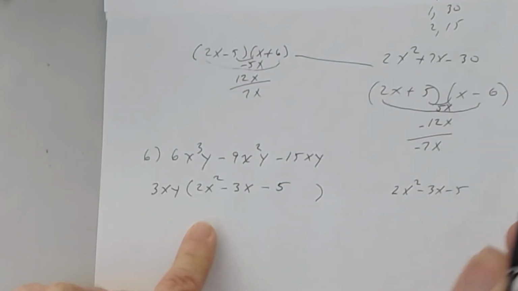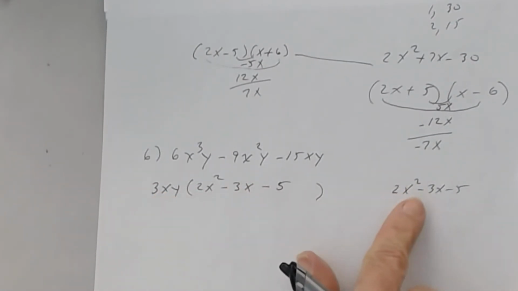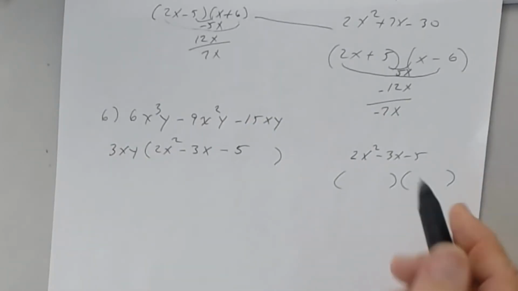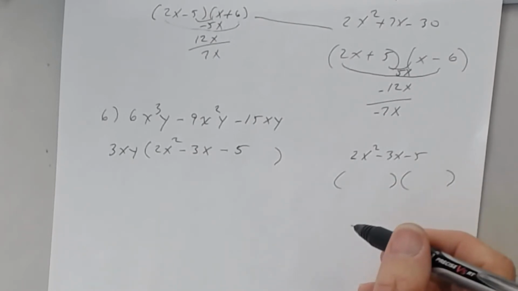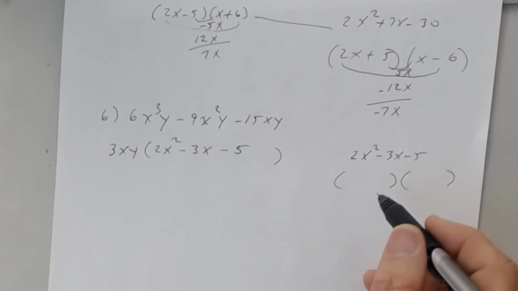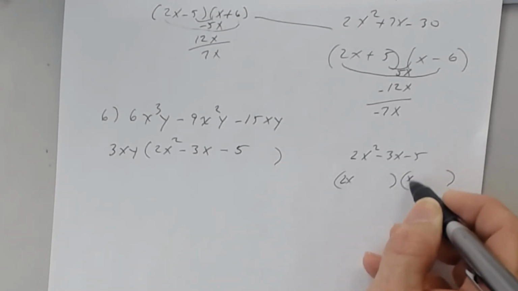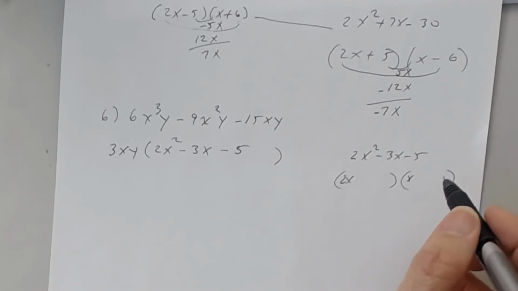Now, I want to just say this. If you actually took out the correct GCF, then the GCF of this trinomial should now be what? 1. And it is. All right, so let's go to two binomials. This is the easy one because both 2 and 5 are prime. So what are the possibilities for 2x squared? 2x and x. What are the possibilities for 5? 1 and 5.